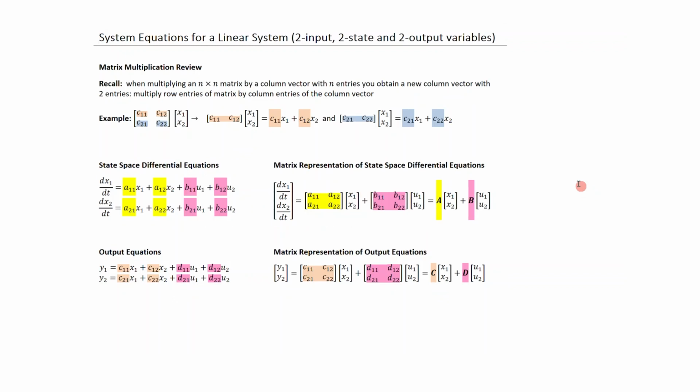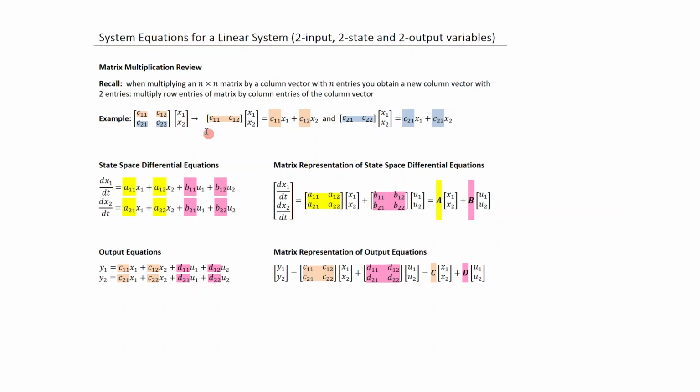All right, so this is just a quick review: system equations for a linear system. If I have an n by n matrix times a column vector with n entries, you obtain a new column vector with n entries. So for example, here, if I have a matrix of this form times x1, x2, then the way you go about doing the multiplications is you take this row times this vector, and that gives you this equation. You take this second row times this vector, and this gives you the second equation here.